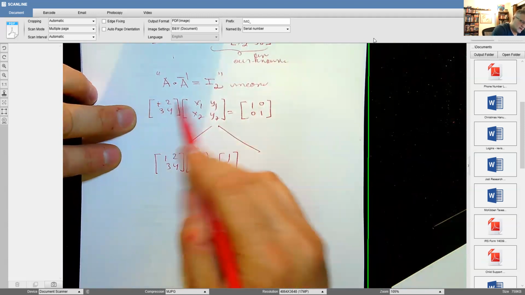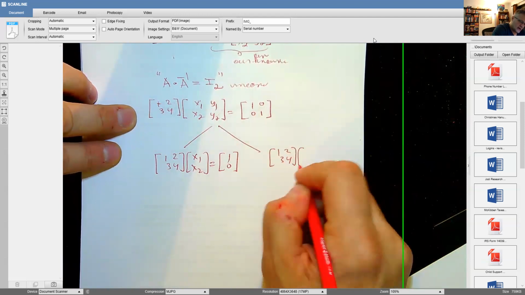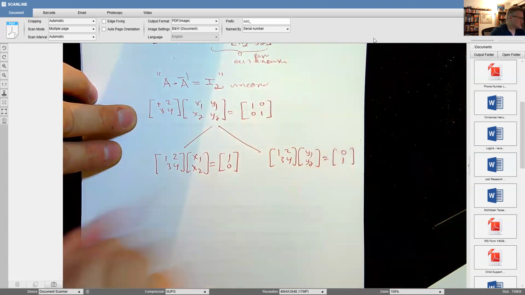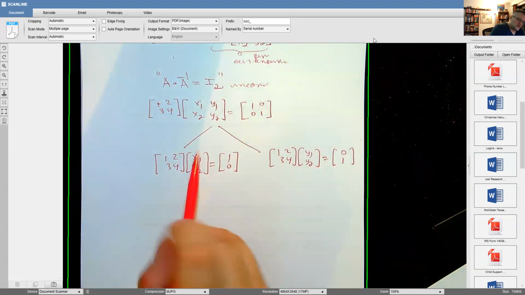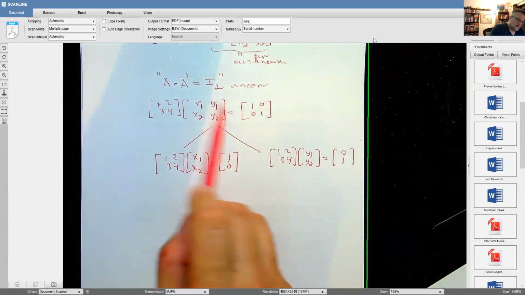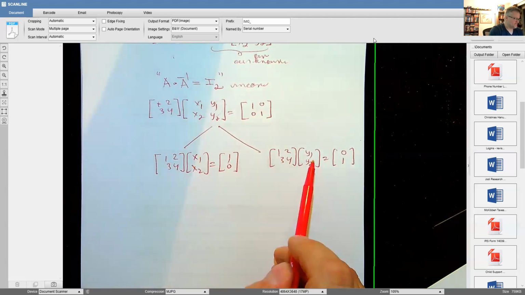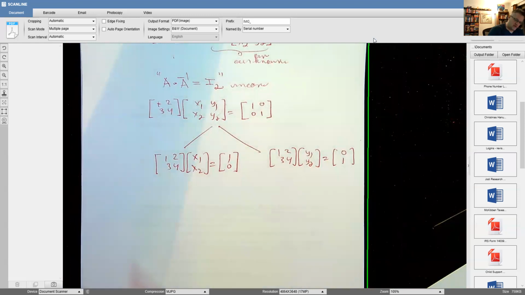And doing the same thing for this, I would get the same sort of system, only now my unknown is y1, y2, and the right side is now 0, 1. Right, so in other words, to find this matrix here, this inverse, I have to solve these two systems. Okay? Now, how do you solve that?